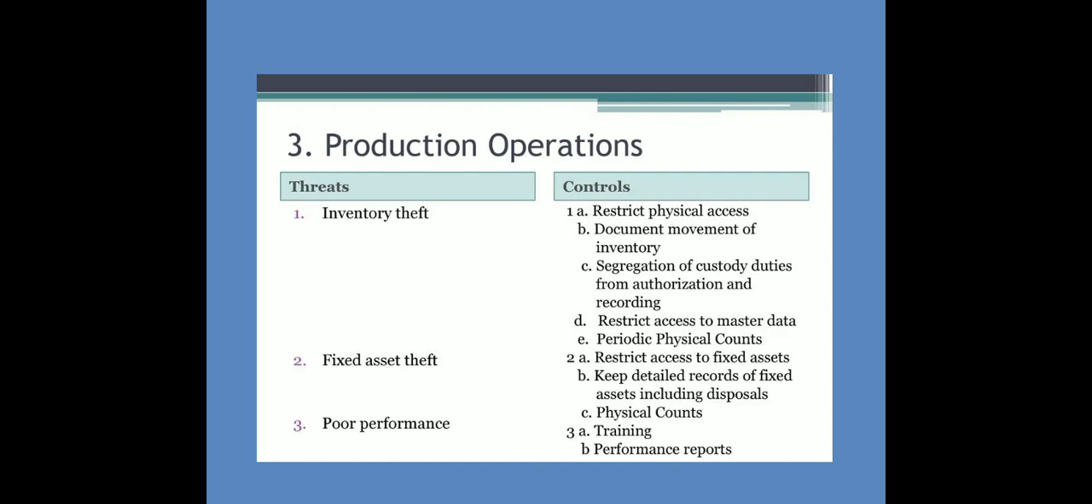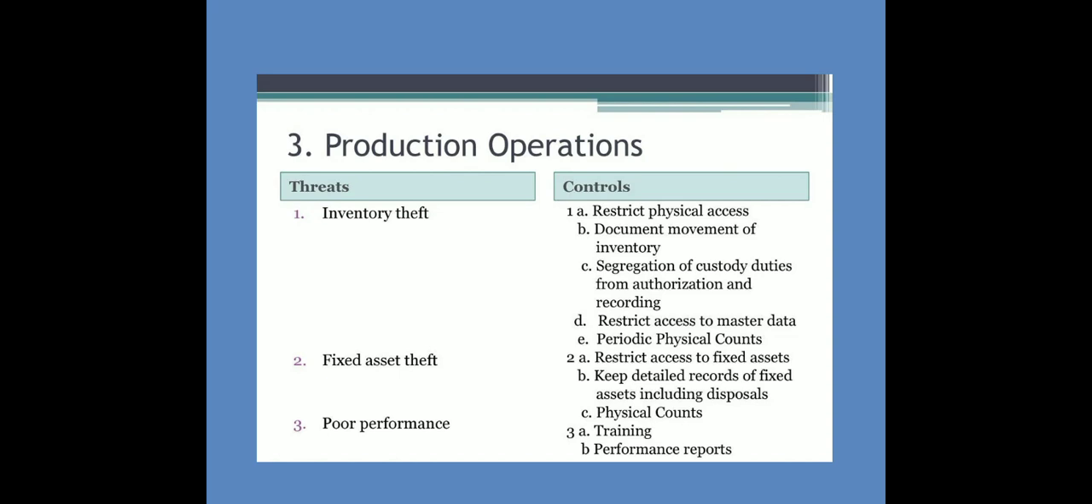So, sa 3, it's inventory theft. Number 1, letter A, restrict physical access. B, document movement of inventory. C, segregation of custody duties from authorizations and recording. D, restrict access to master data. And E, periodic physical counts.